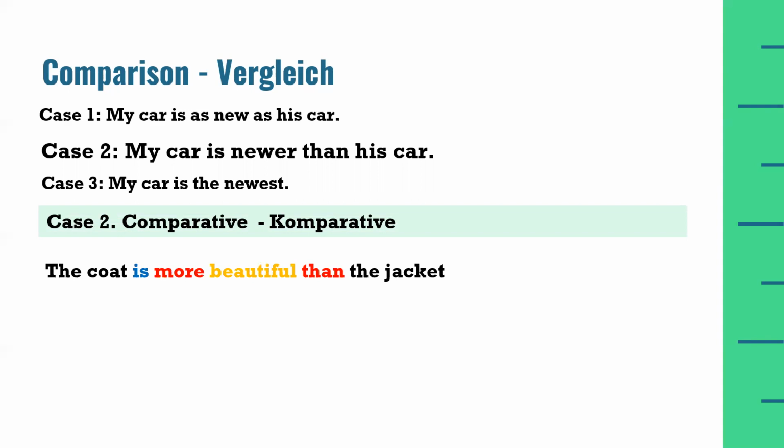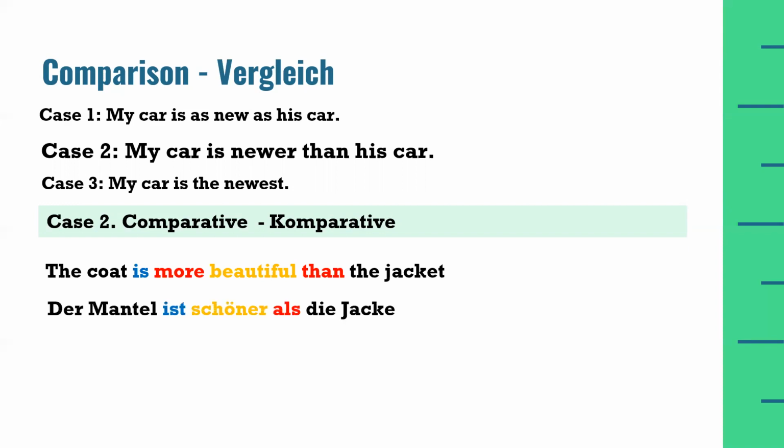If I have an example, the coat is more beautiful than the jacket. So in the English language, we use the comparative form of beautiful, which is more beautiful, and then we use than, which means that we are comparing 2 things, but one thing is more beautiful than the other thing.